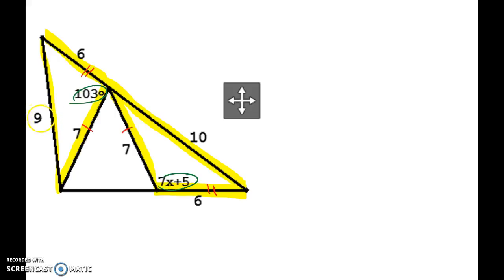Now if they were both 9 or both 10 across from it, then I would say they were equal. But since 10 is bigger than 9, the hinge theorem tells me that the angle 7x plus 5 must also be bigger than the angle in here. So that's got to be bigger than 103. So I know this to be true. So let me go ahead and solve for x here.